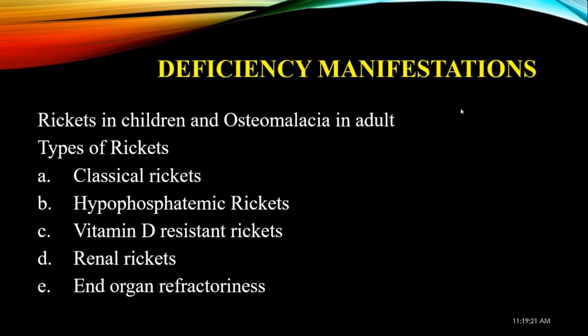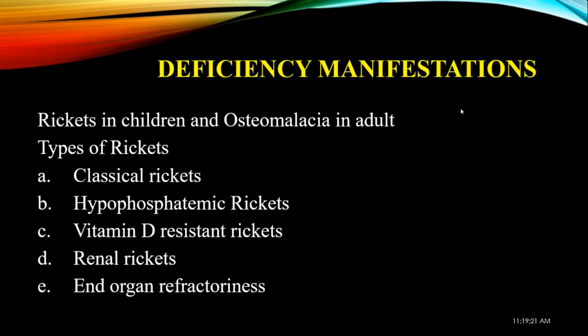And next one is renal rickets. In renal rickets, the conversion of cholecalciferol to calcitriol is affected. So the formation of calcitriol, the active form of vitamin D, is altered, which is called renal rickets.